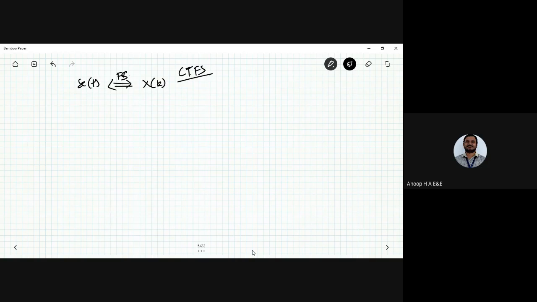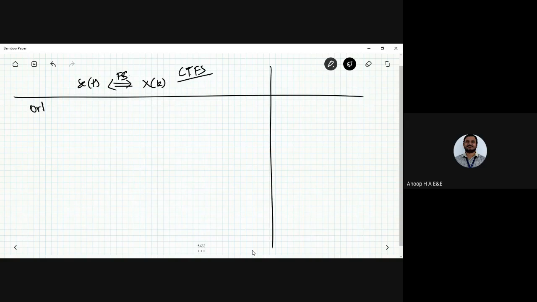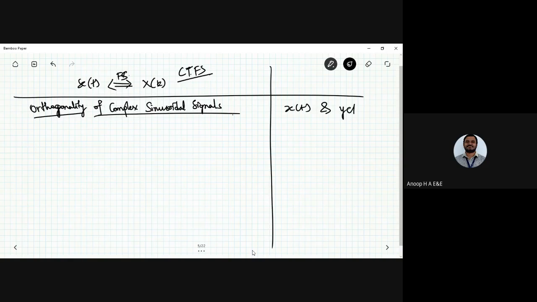Just before I move to the next concept, I'll be talking about the orthogonality of complex sinusoidal signals. These are just formulae that you need to remember, so that once you have a given wave, you can analyze its Fourier series quite easily. Whatever I'm going to analyze here will be in terms of the continuous time signals x of t and y of t.